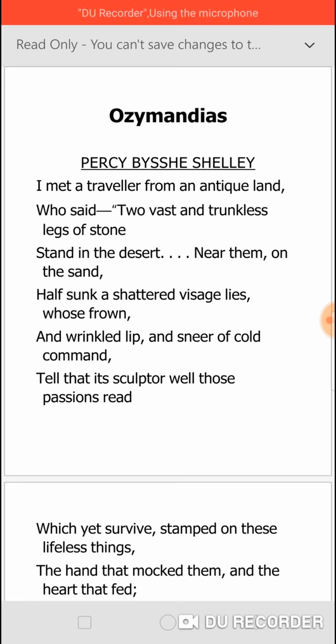And it is half sunk, that is, half of the face is already inside the sand and only half is outside. So he says, two vast and trunkless legs of stone stand in the desert. Near them on the sand, half sunk, a shattered visage lies. The face of that statue is there.